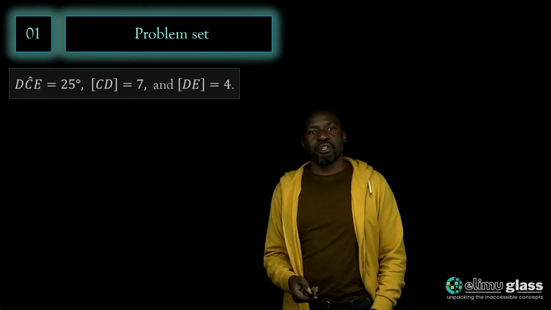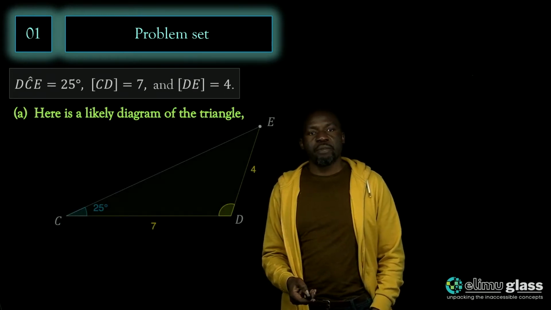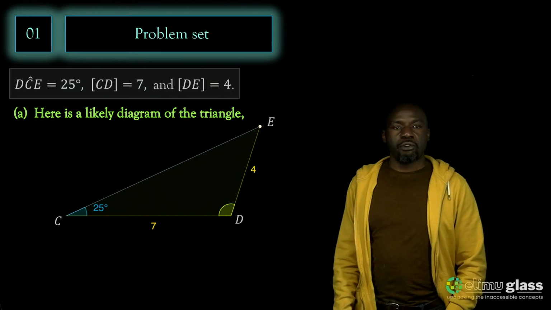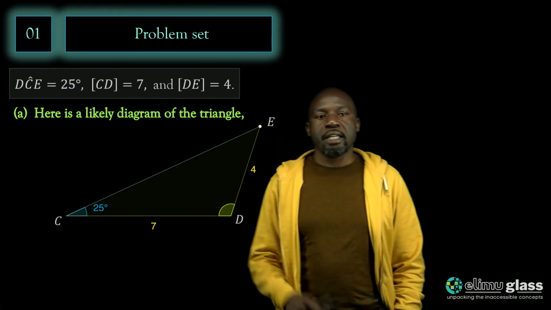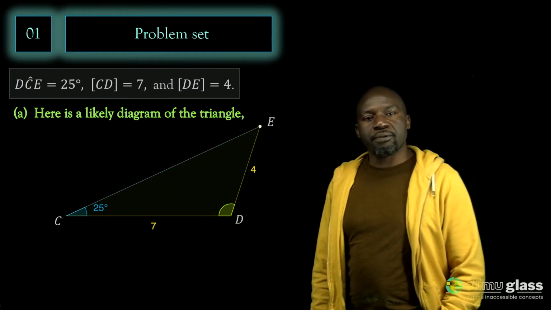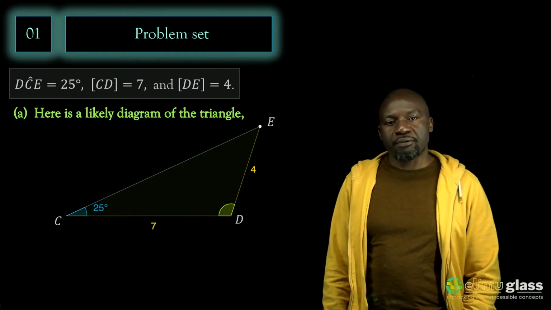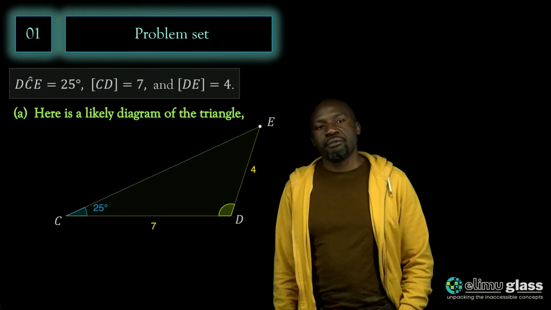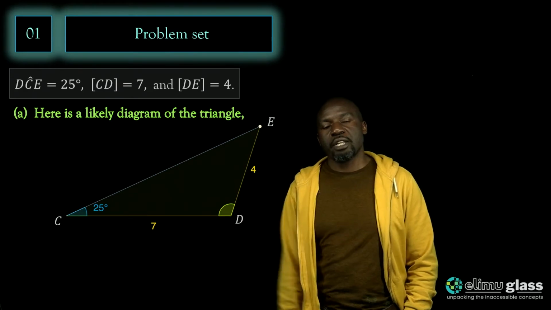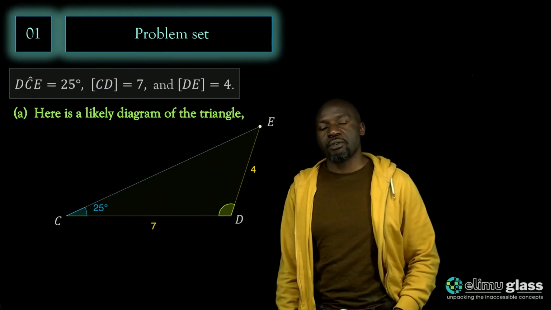So that's the information given to us. Here is one likely diagram that you might have drawn. You can see the length of side CD is 7, side DE is 4, and the angle C there is 25 degrees. If you try to draw this, it is possible that you came up with something completely different, still satisfying these conditions.